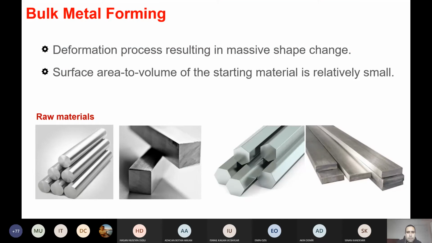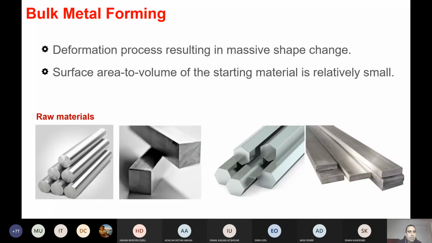If there are no more questions, I will continue. Then in this part, I will talk a little bit about the types of metal forming processes. You will see more real-life pictures at least.